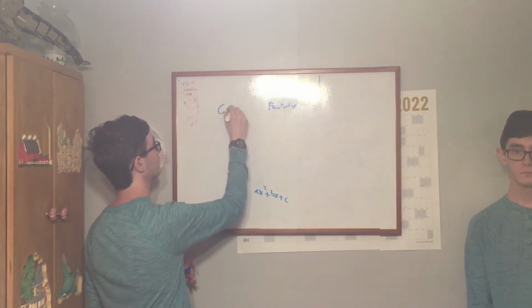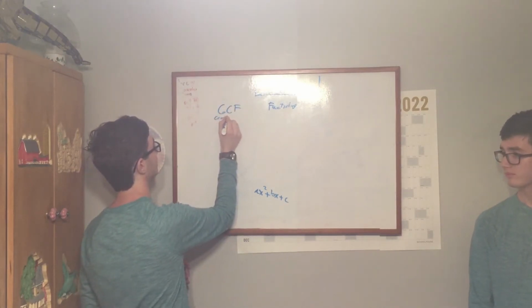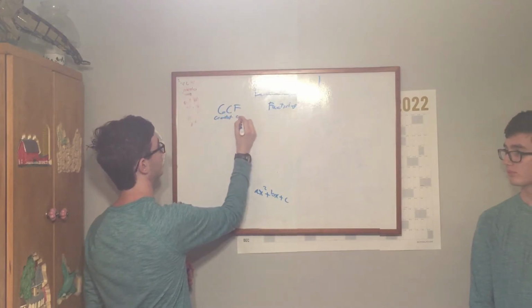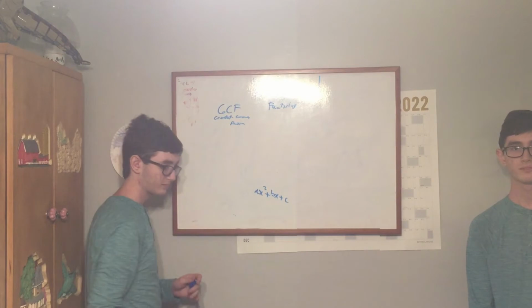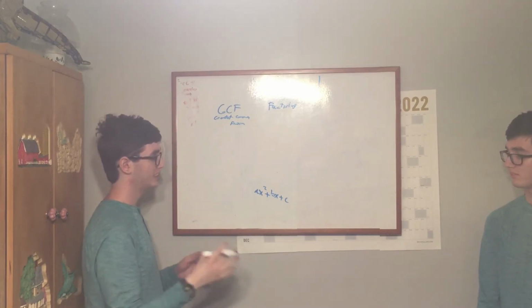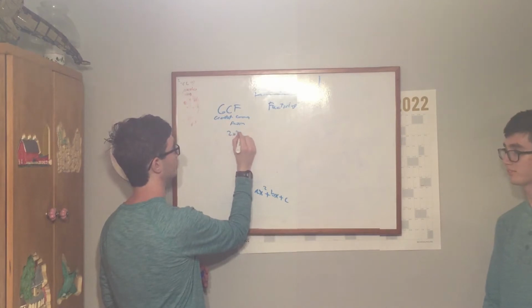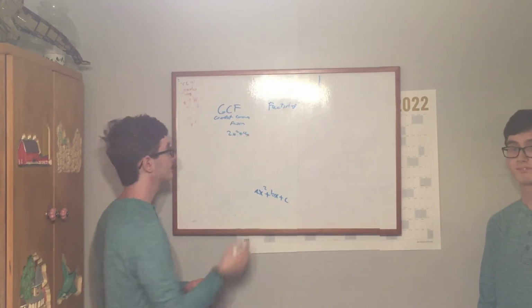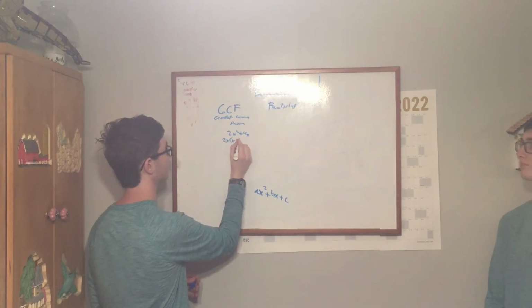Well, first let's go over the first type of factoring, GCF, or greatest common factor. And what that means is the biggest thing that each value is divisible by. So like 2x squared plus 4x is divisible by 2x. So you can factor out 2x and get x plus 2.